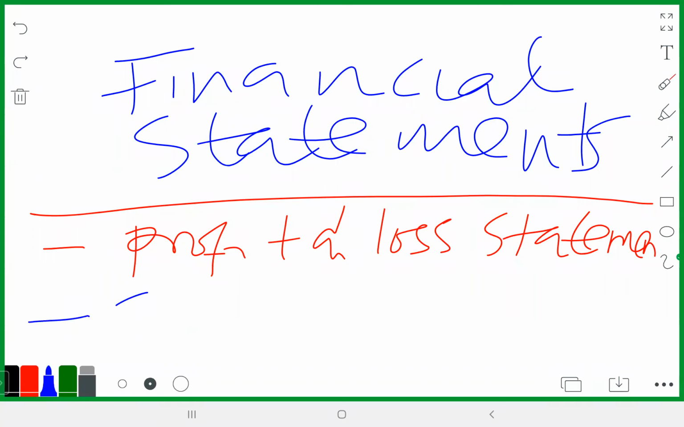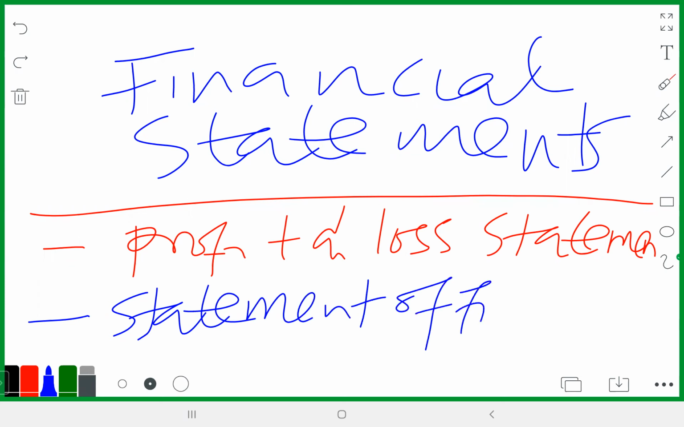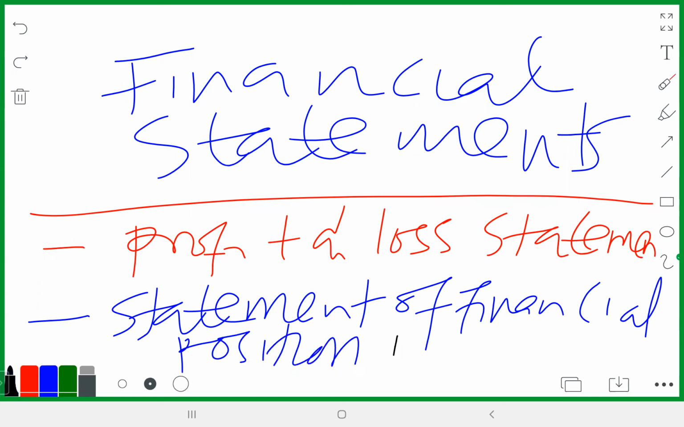Then you have the statement of financial position. That's the one we look at, financial position, which is also called the balance sheet. Sometimes you call it the balance sheet. That should be able to indicate to us the level of assets that we have and the level of liabilities that we have, the things that we have as a business and those things that do not belong to us. So you'll be able to balance them off. That is in the balance sheet.